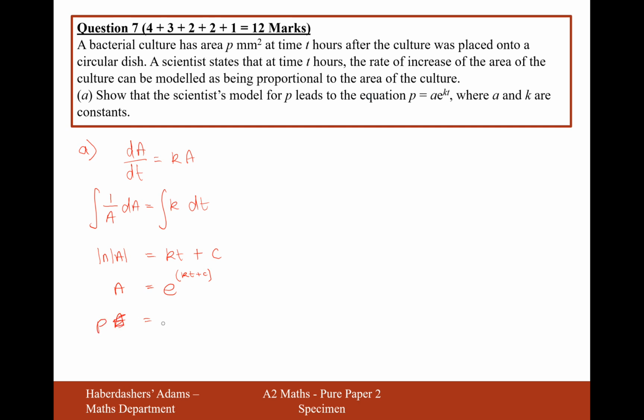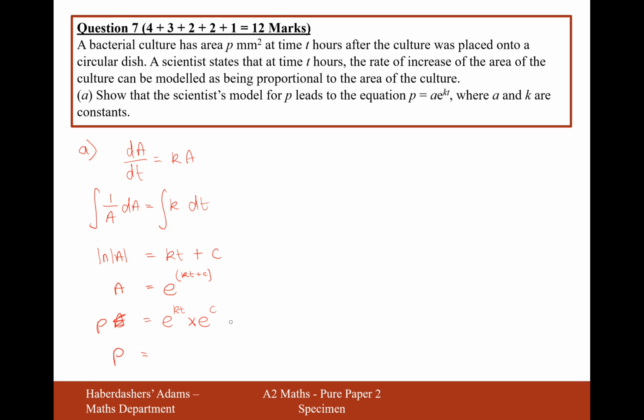P equals, and it's going to be e to the kt, and now we're going to break this part up, the plus on the power there, by using the law of indices. And when we use the law of indices here, we multiply by e to the c. Remember that when you multiply two indices with the same base, you add the powers. We've kind of done that rule in reverse.